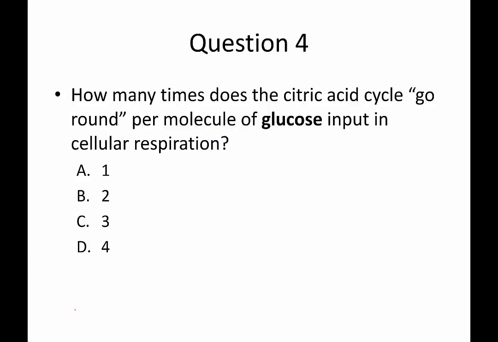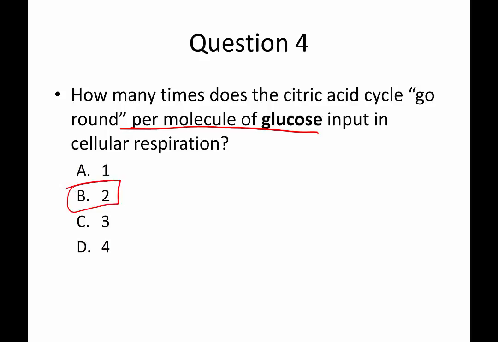A very important note here is that I'm asking per molecule of glucose how many times the citric acid cycle goes around. Remember, in glycolysis, glucose produces 2 pyruvate molecules, not just 1. Each of those pyruvates then goes through pyruvate oxidation, and each can enter the citric acid cycle. So per molecule of glucose, we get 2 pyruvates, 2 acetyl coenzyme A's, and the citric acid cycle goes around twice. So the correct answer here is B, 2 times.